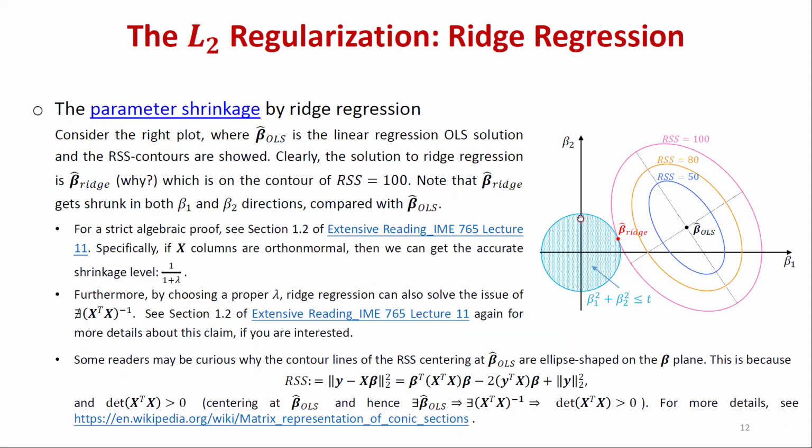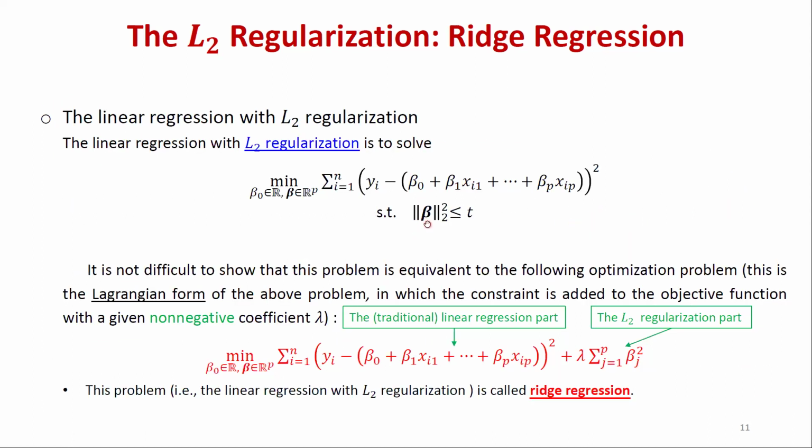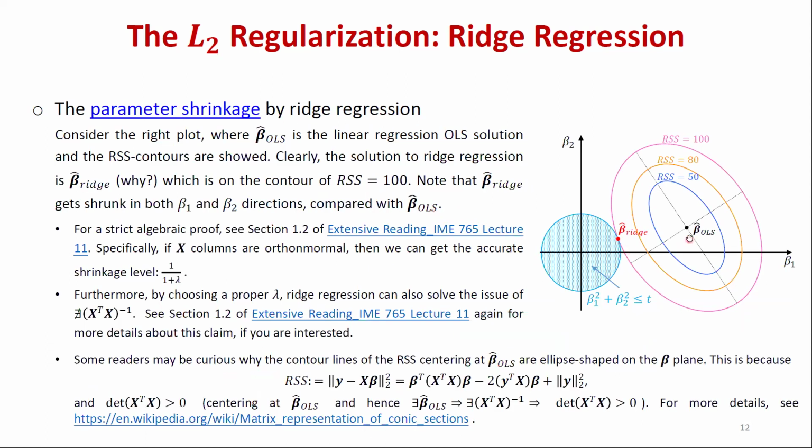Yes, and then we know, everybody's learned in middle school, this is nothing but a circle with the radius equal to t. This thing. Okay. So what does ridge regression mean? I want to find a beta that makes your RSS smaller, and meanwhile, your beta 2 norm should be less than or equal to t, right?